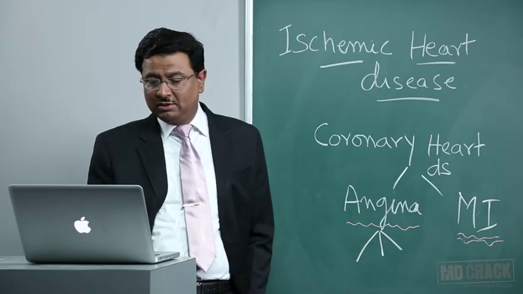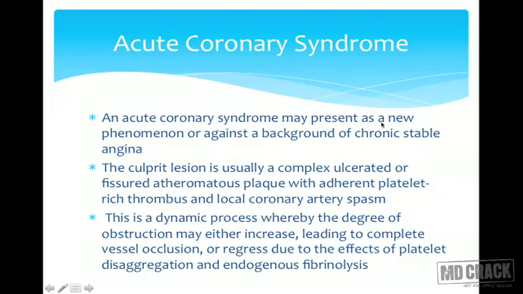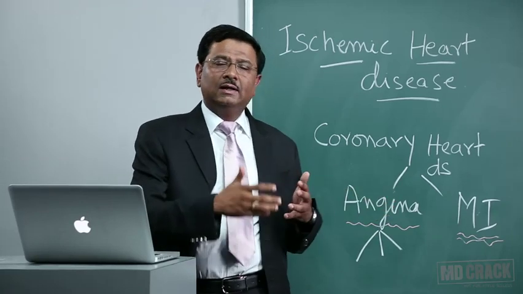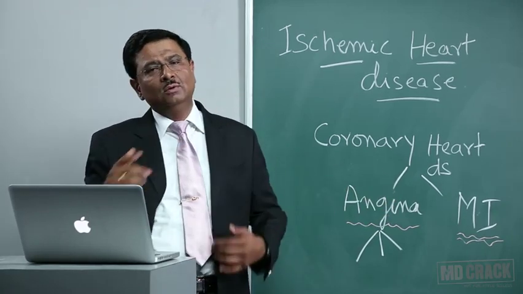kinase MB isoenzyme. An acute coronary syndrome may present as a new phenomenon or against a background of chronic stable angina. The culprit lesion is usually a complex ulcerated or fissured atheromatous plaque with adherent platelet-rich thrombus and superimposed local coronary artery spasm. This is a dynamic process whereby the degree of obstruction may increase, leading to complete vessel occlusion or regress due to the effects of platelet disaggregation and endogenous fibrinolysis. So this might regress or it can further go up, leading to severe MI.